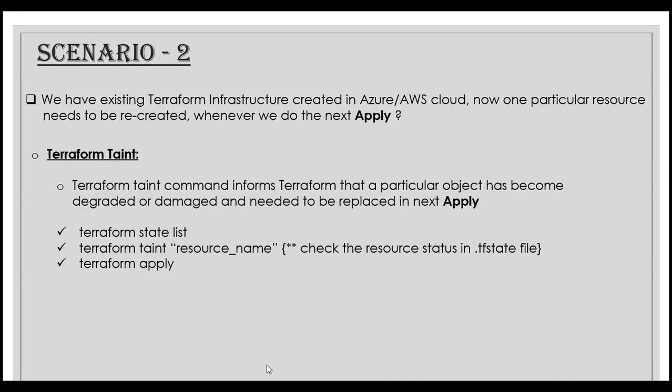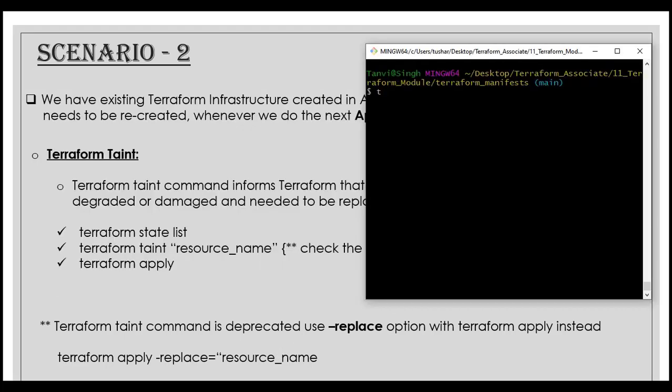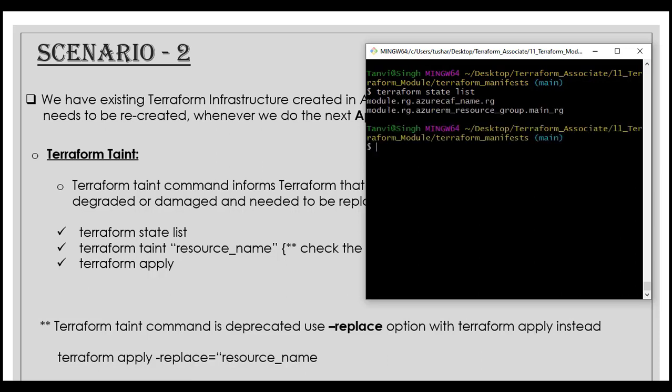So the better way to check is terraform state list. This will give you the list of resources which were created using the state file. So there are two resources which were created. The first is Azure CAF and the second is the resource group which we created.